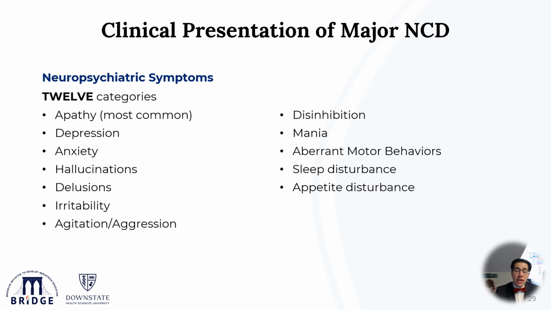There are also behavioral or neuropsychiatric symptoms of major neurocognitive disorders, and these are usually in 12 categories. One is apathy, which is the most common, depression, anxiety, hallucinations, delusions, irritability, agitation, disinhibition, mania, aberrant motor behaviors, and sleep and appetite disturbances.